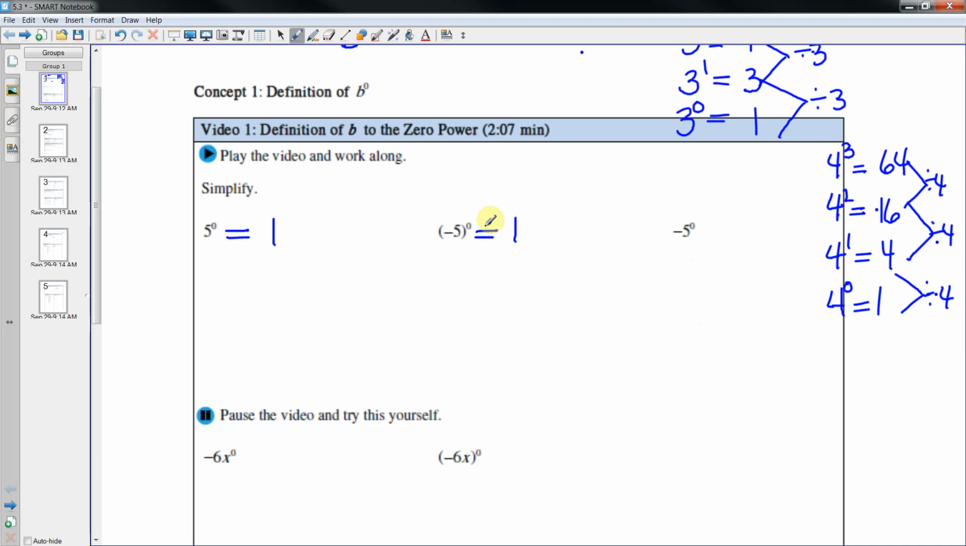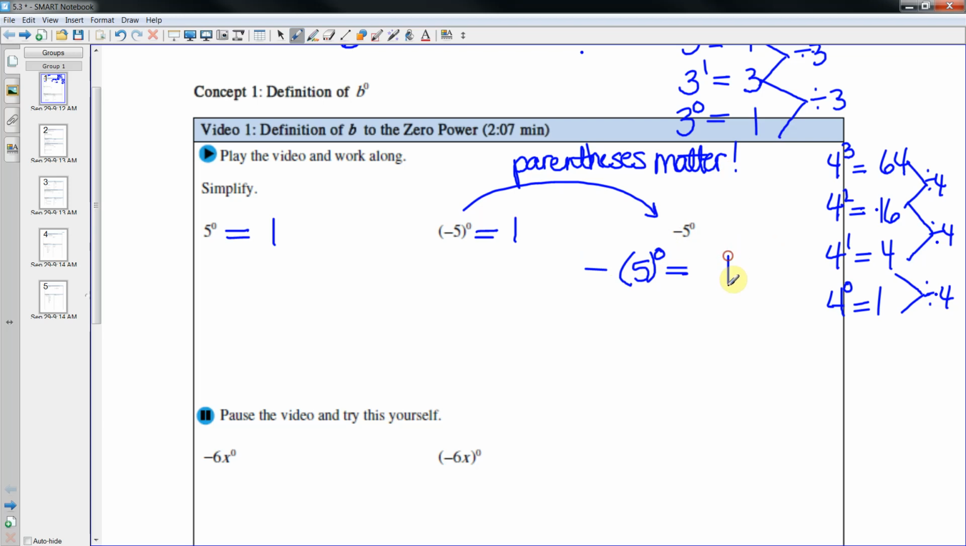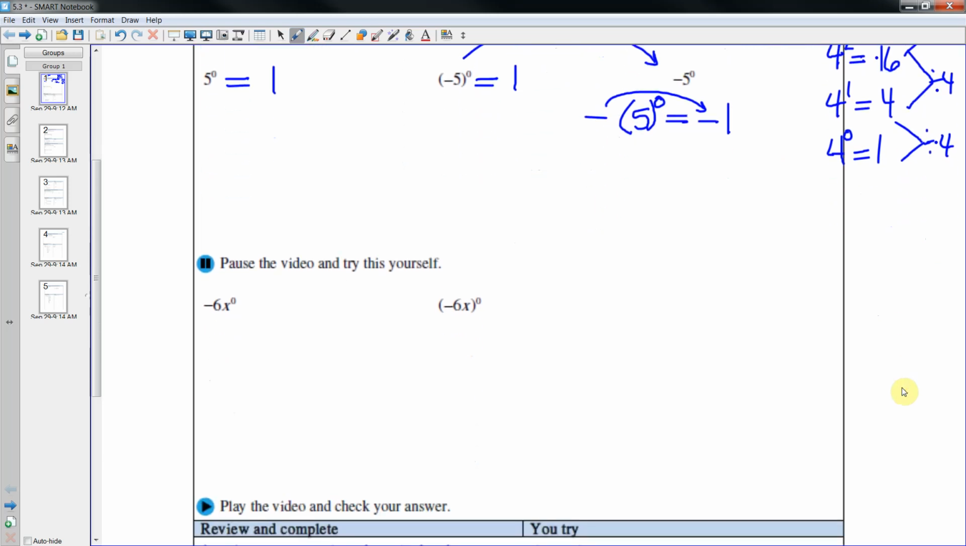Now, the difference between these two are the parentheses. Parentheses matter. We've talked in previous chapters about how if you have a negative outside of parentheses, it carries to your answer. So what this is saying is the opposite of 5 to the 0 power. Well, 5 to the 0 power is equal to 1. The opposite of that is negative 1. So the negative will carry to this one, and you will get a negative 1. Alright, so don't let yourself get tricked.